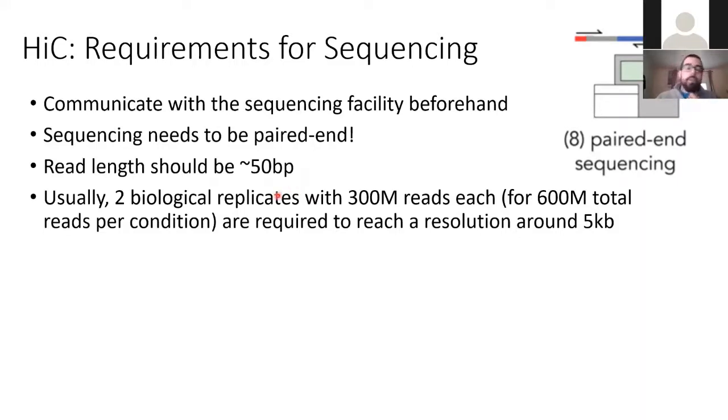Well, it's recommended to have 2 biological replicates with around 300 million reads. So in total, you're going to have 600 million reads per condition. And with this, you can reach a resolution of about 5 kb. So for a resolution that's a lot lower, you're going to need a lot more reads.